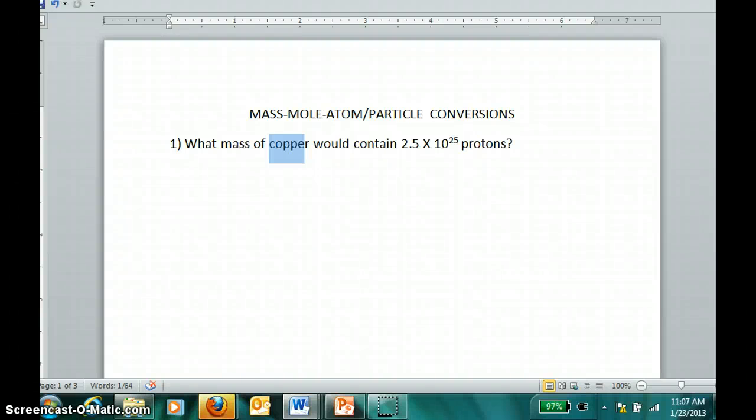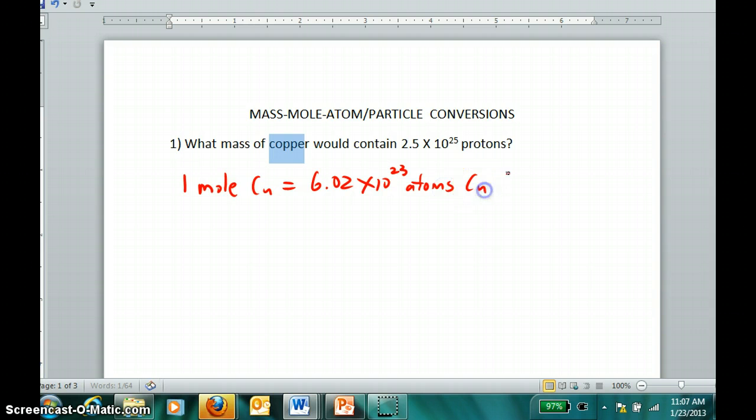Now that we know how to calculate a formula mass, we can do some more conversions of various types. But let's start again with just an element, copper. And my holy trinity for copper is the fact that 1 mole of copper equals Avogadro's number of atoms of copper. And it also equals the gram formula mass. And since the atomic mass of copper is 63.5, this would all equal that many grams of copper.